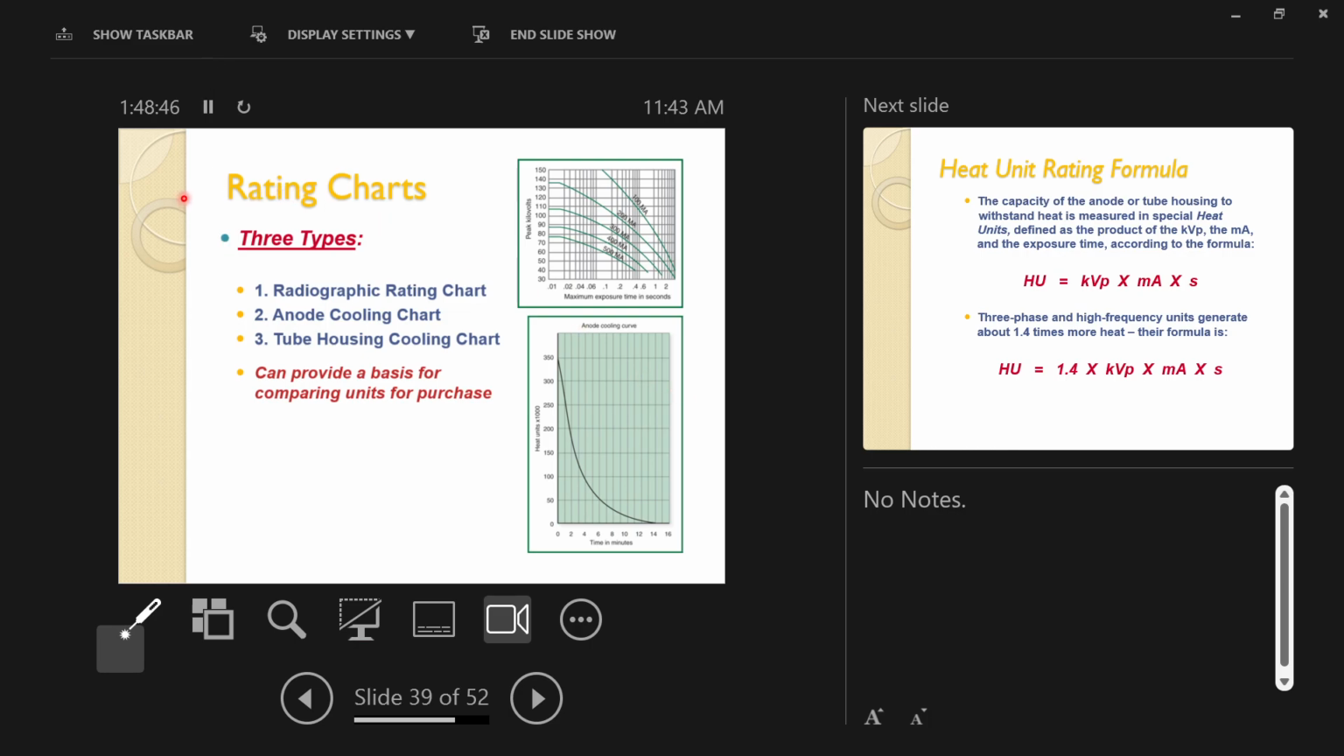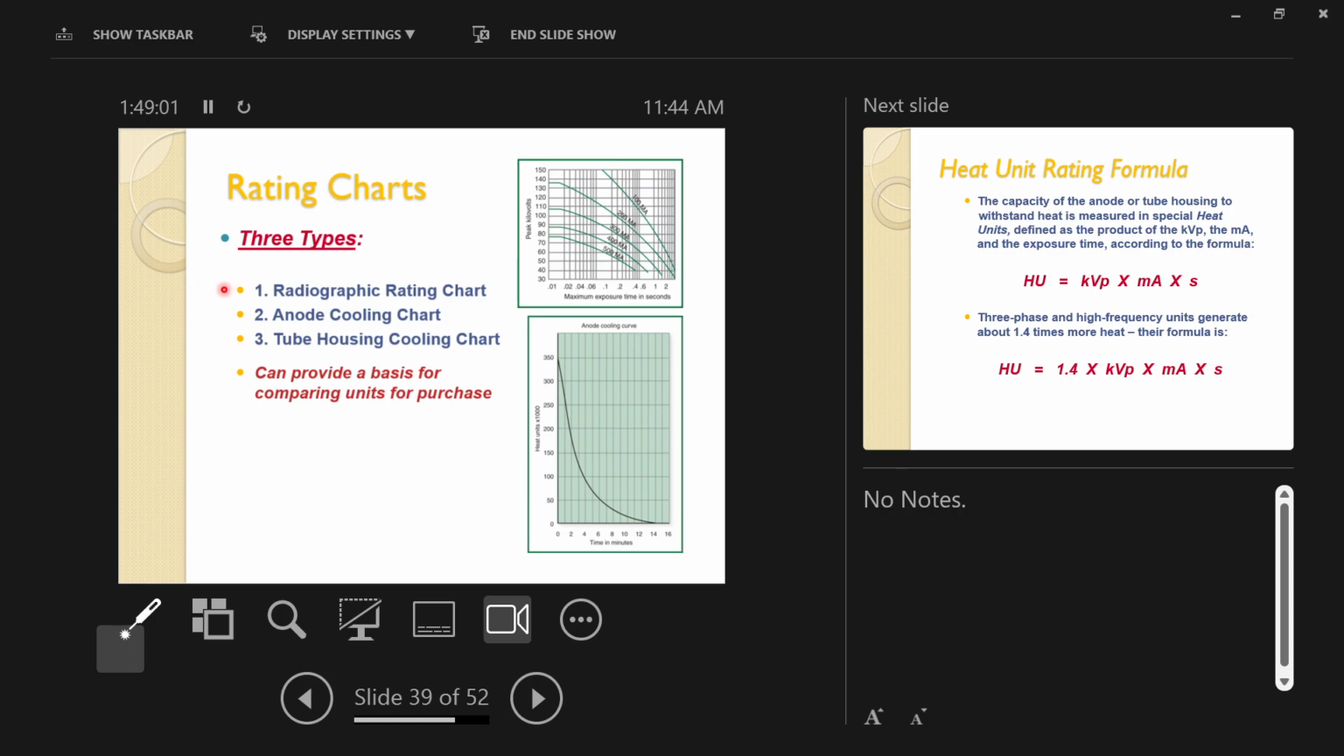Okay, so radiographic rating charts are ways that we can put on a graph and show ourselves what some of the limitations of the equipment are. So we're going to talk about three here.